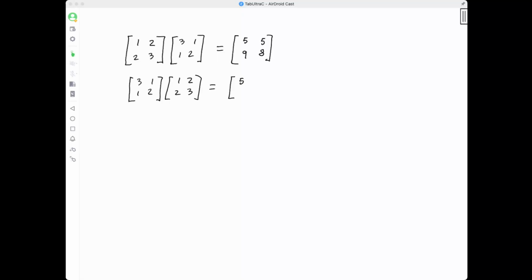Across the second row and down the first column, 1 times 1 is 1, plus 2 times 2 is 4, 1 plus 4 is 5. Across the first row and down the second column, 3 times 2 is 6, plus 3 times 1 is 3, so 9. And 1 times 2 is 2, plus 2 times 3 is 6, so 8. And notice I got different answers. So I can't just turn the matrices around, to turn the matrices backwards.